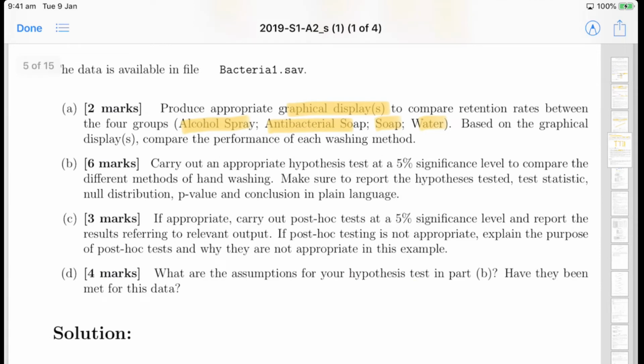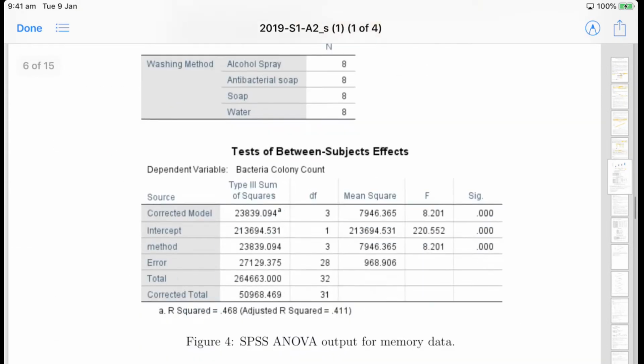In part B, it's asking us to carry out an appropriate hypothesis test, again at the 5% significance level, to compare the different methods of hand washing. Make sure to report the hypothesis tested, test statistic, null distribution, p-value, and conclusion in plain language. So what are those values? You need to carry out this hypothesis test with SPSS. Once you carry out this test with SPSS, you will have this output in here, okay?